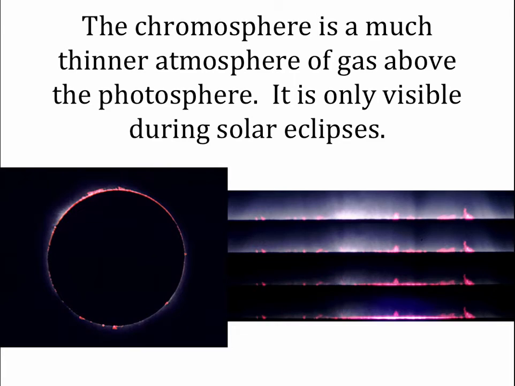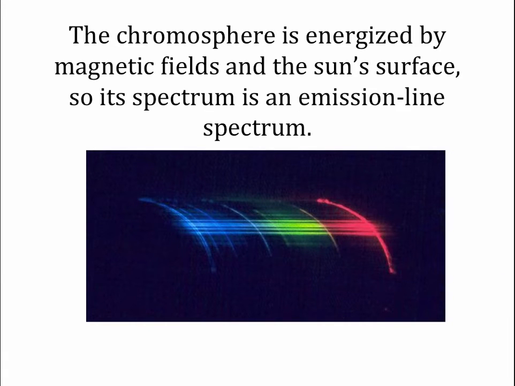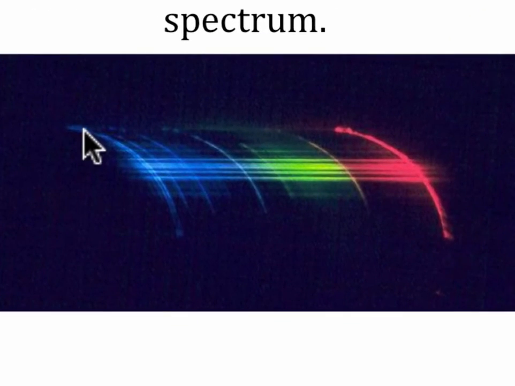Above the photosphere is another part of the sun called the chromosphere. The chromosphere is like the atmosphere of the sun. It's a thin gas that sits above the photosphere. Because it is so thin, we can only see it during a total solar eclipse, when the photosphere of the sun is blocked out by the moon. The chromosphere is energized by magnetic fields, by solar flares, and by the sun's surface. And if we look at the spectrum of the chromosphere during a total eclipse of the sun, we see an emission line spectrum.